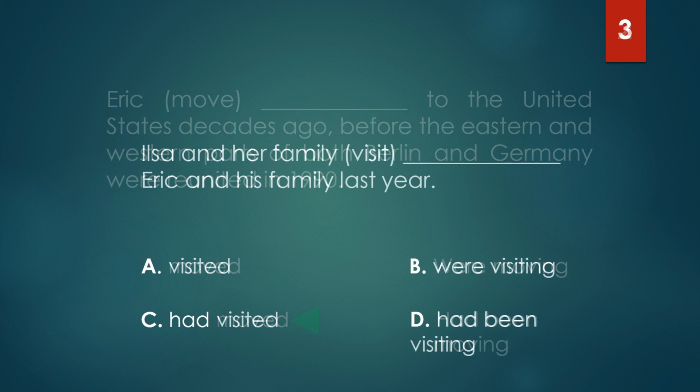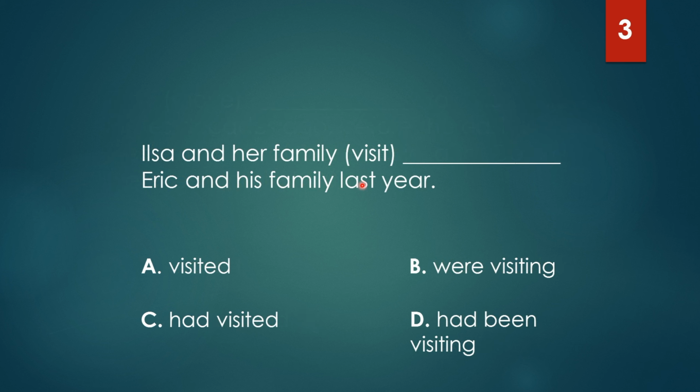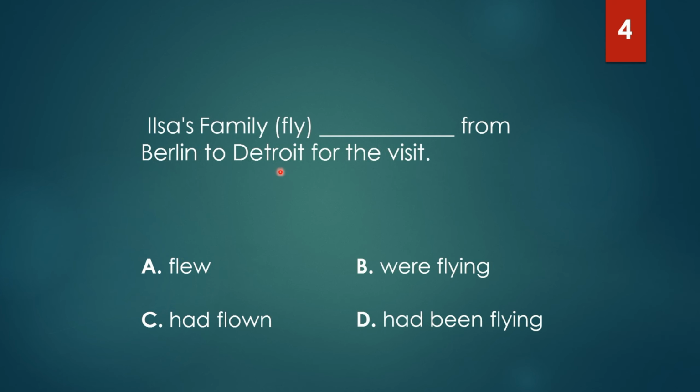Next one, Ilsa and her family visit Eric and his family last year. Well, we need a past simple. There is no developing or order of actions. Visited. Next one, Ilsa's family from Berlin to Detroit for the visit. Again, a simple action, flew.